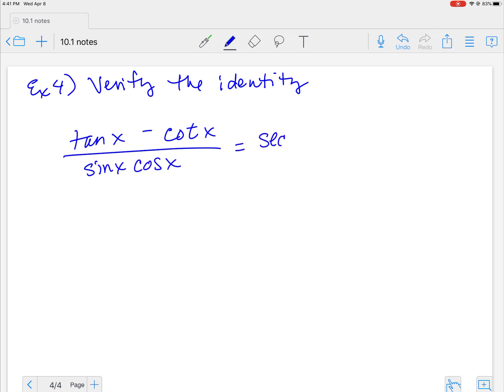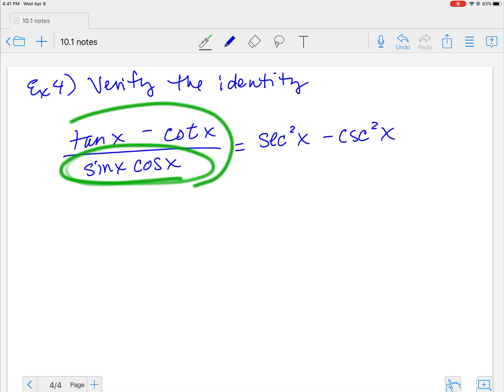Tangent T minus cotangent T. You know what? I'm not going to use a T because we're using tangents and cotangents. Let's go back to X. Over sine X cosine X is equal to secant squared X minus cosecant squared X.